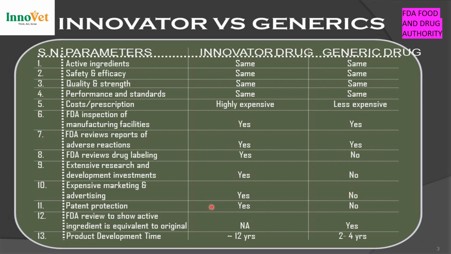The patent protection is with the innovator drug. The generics have no patent. And again, the FDA review to show whether the active ingredient is equivalent to an original is not applicable for the innovator because it is already the original. But this review can be applicable to the generic drugs. Then the product development of the innovator drugs can take a minimum of 12 years, while for the generics, it is simply 2 to 4 years.